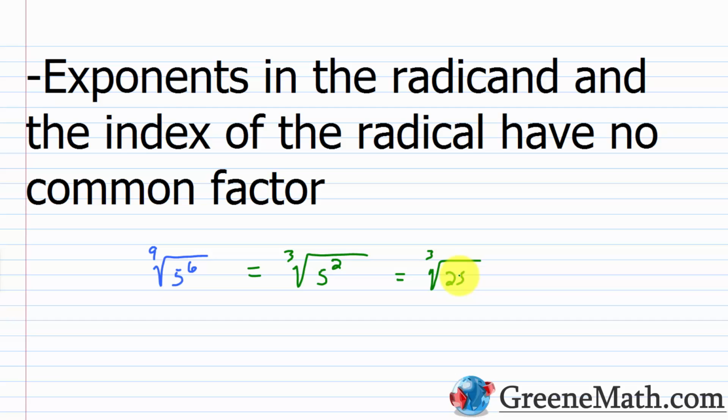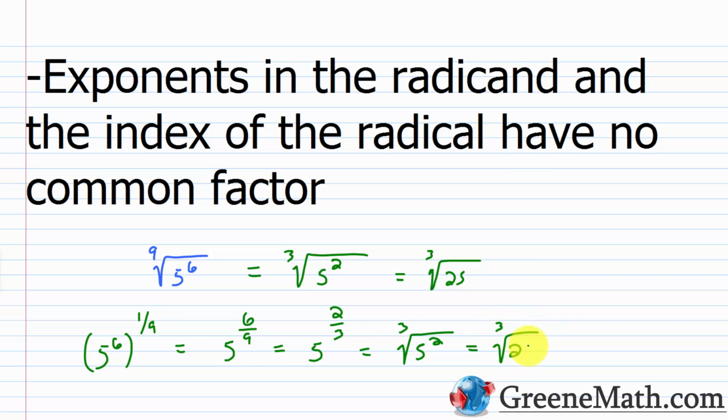Now, if that doesn't make sense for you doing it that way, you can always convert this to exponential form. You can say I have 5 to the 6th power raised to the 1/9 power. And of course, you can use your power to power rule. So this is 5 raised to the power of 6 times 1/9, which is 6/9. And from there, you can just simplify the fraction. 6 and 9, again, each have a common factor of 3. Divide 6 by 3, you get 2. Divide 9 by 3, you get 3. So this ends up being 5 raised to the 2/3 power, which again is just the cube root of 5 squared, which is the cube root of 25.